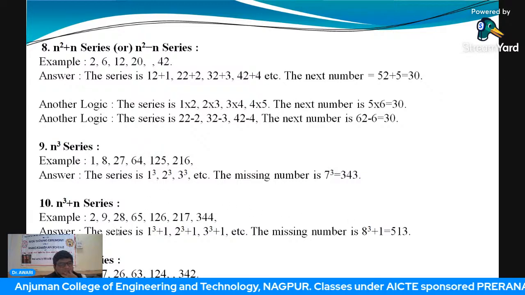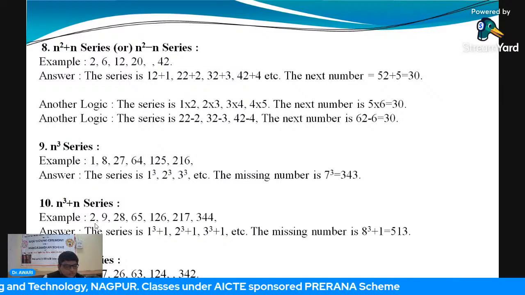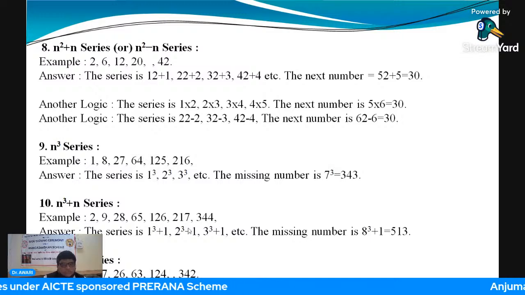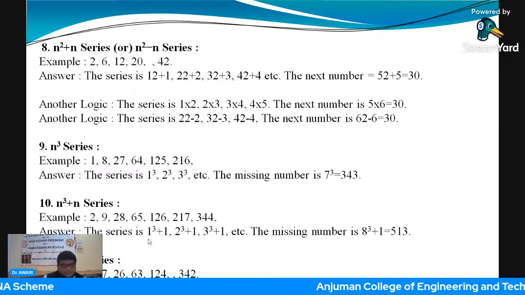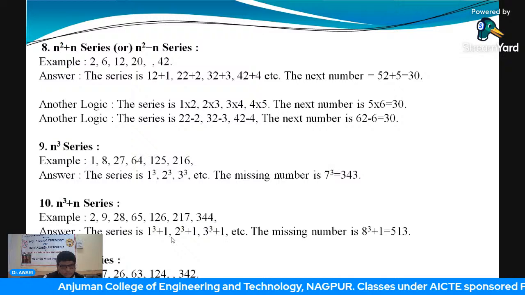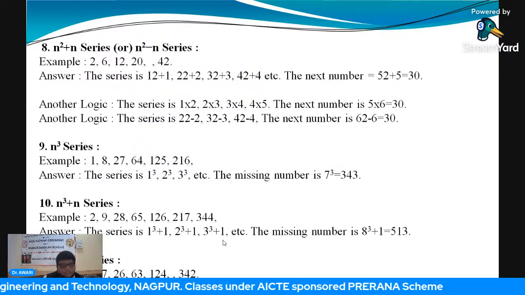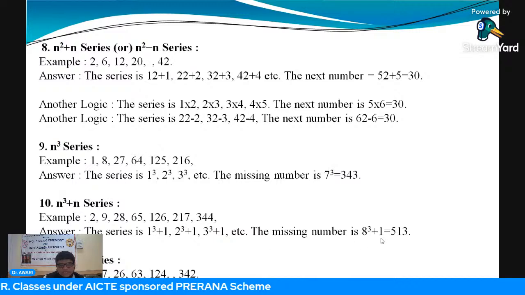So the n cube plus n series is an example of this series: 2, 9, 28, 65, 126, 217, and 344. The series is like 1 cube plus 1, which is 2. Then 2 cube plus 1, that is 9. 3 cube plus 1, 28. The missing number is 8 cube plus 1, 513.